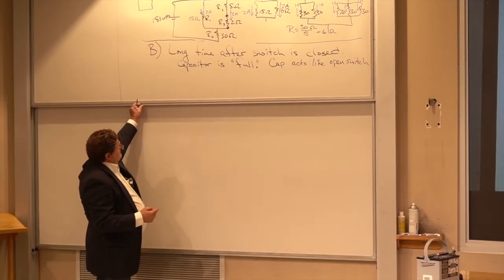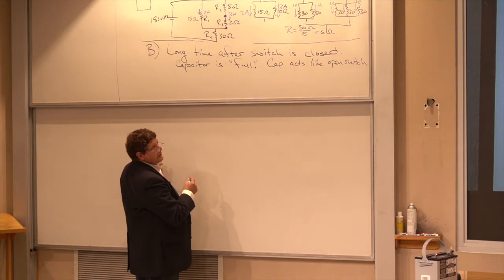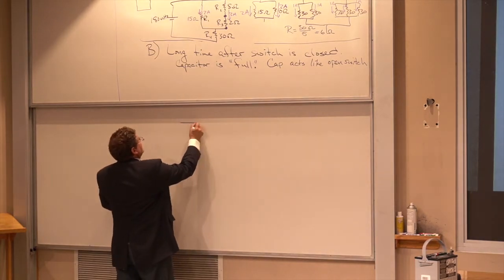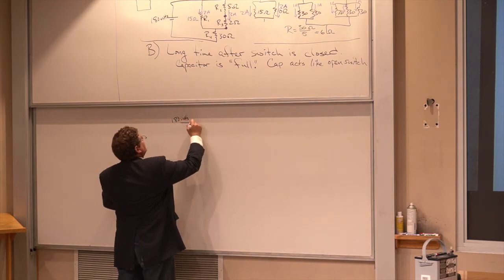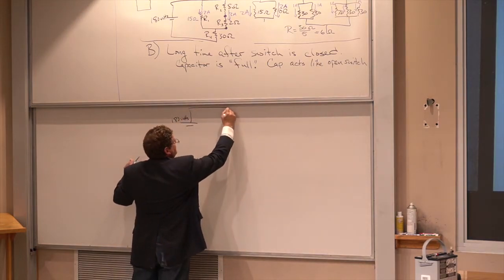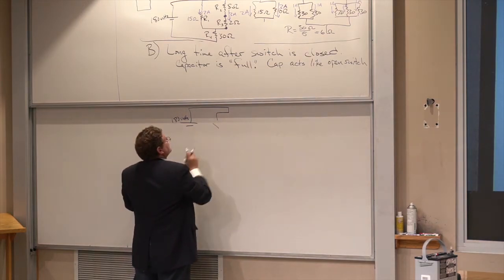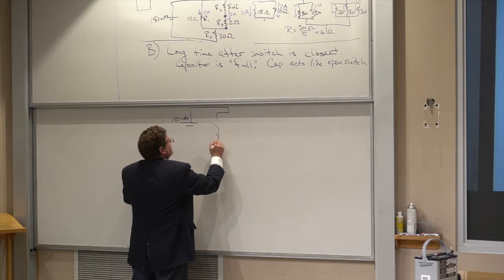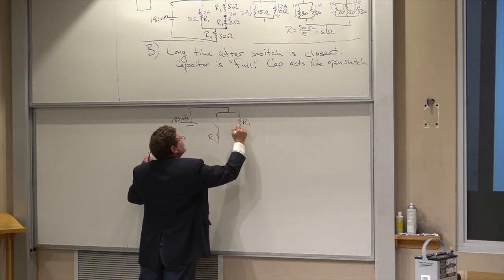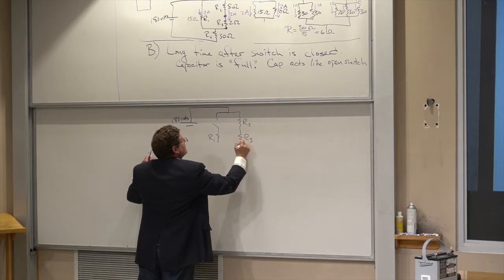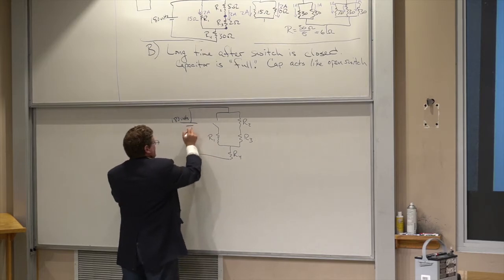A long time after the switch is closed, that capacitor is full. It acts like an open switch. And so now I have 180 volts driving current. Over here, I've got an open switch. And then I've got this R1, R2, R3, and R4, and then back.